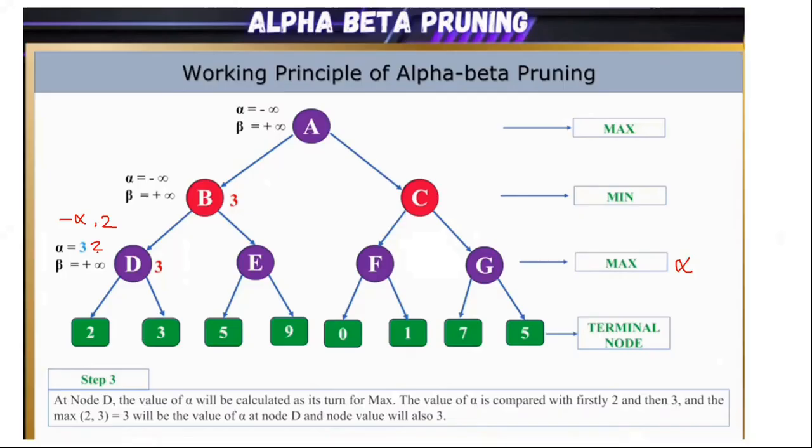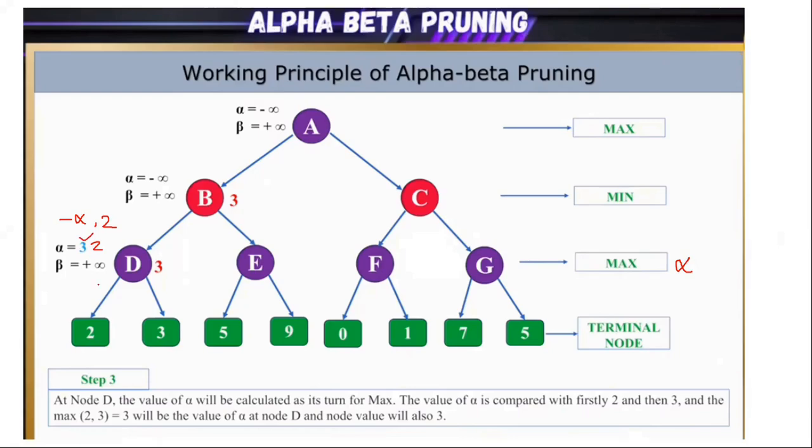Okay, again 2 and 3 I will check. So what is the highest? Why am I taking the highest? Because it is maximum I want to take. So don't confuse with the other algorithm. In the other algorithm we will always check for the minimum heuristic value. But here it depends on the level. So this is a maximum level. So 2 and 3, what is highest? 3 is the highest. That's why here it is written as alpha equal to 3.